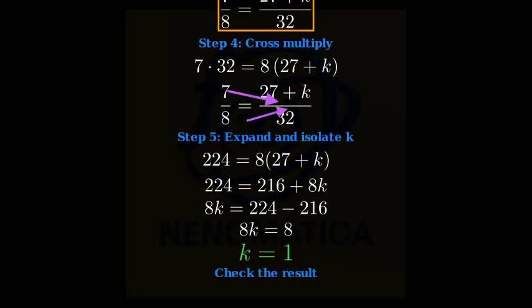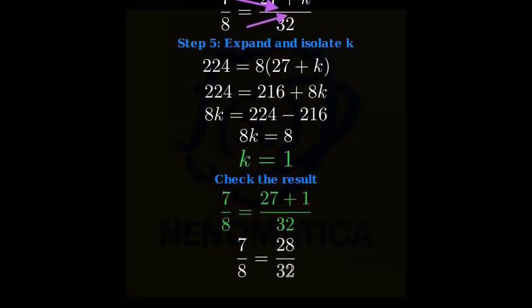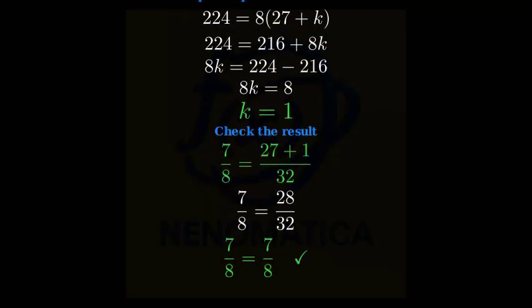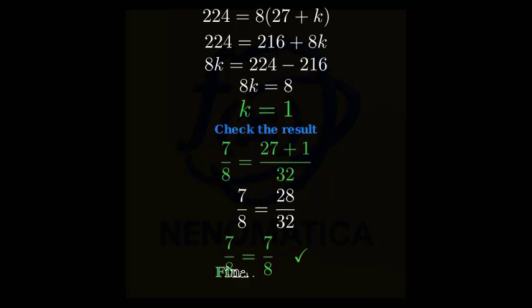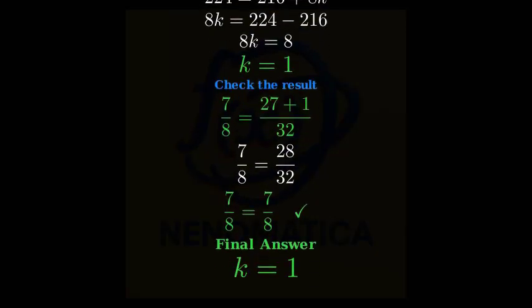Quick check. Substitute k equals 1 into the simplified proportion to confirm. 7 over 8 equals (27 plus 1) over 32, which is 28 over 32. And indeed, 7 over 8 equals 28 over 32. So, k equals 1 is correct. Final answer. The value of k that satisfies the equation for t equals negative 3 is k equals 1.